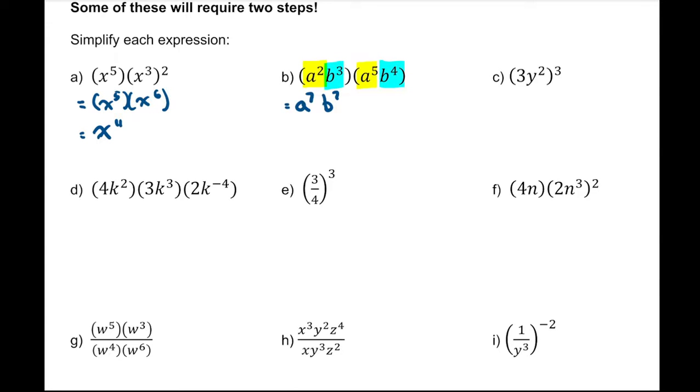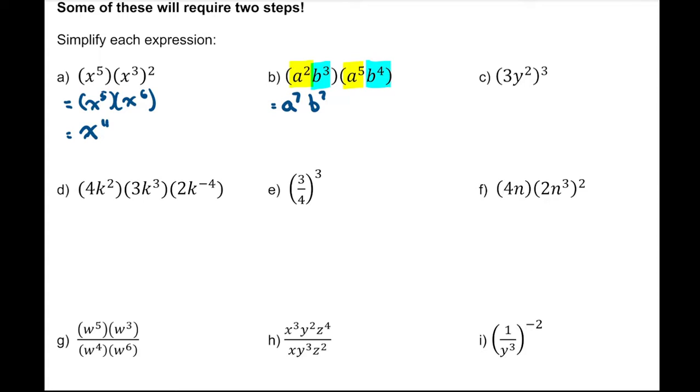For c, this is an example where I have multiple things inside the bracket with an exponent on it. And we've talked about how this exponent applies to both the 3 and the y squared. So that exponent 3 goes on the 3, so we can say 3 to the power of 3. For y, we have to use our power law because we see this exponent here. So y to the power of 2 to the power of 3. I have to multiply, so this becomes y to the power of 6.